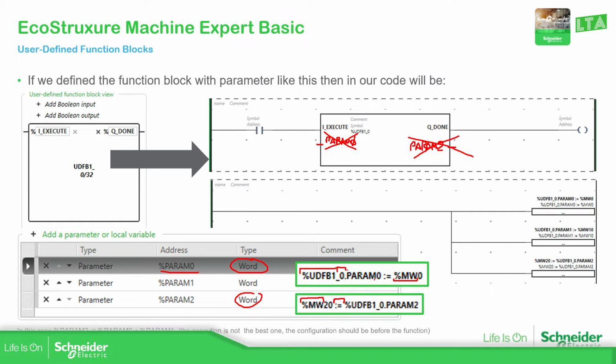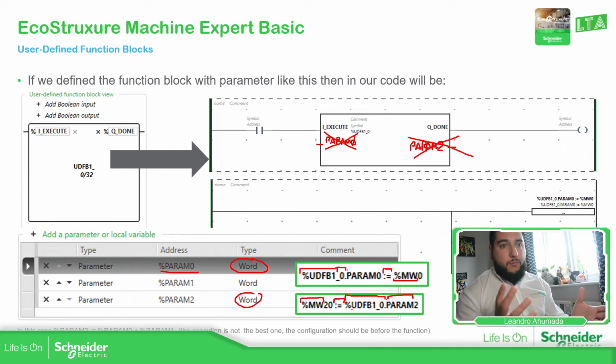Use this one for assignation, as you can see over here, assign. Then you need to use the instance name dot the parameter. So in this way, you are retrieving from the function block and assigning that to a new variable. This is how it works, okay?